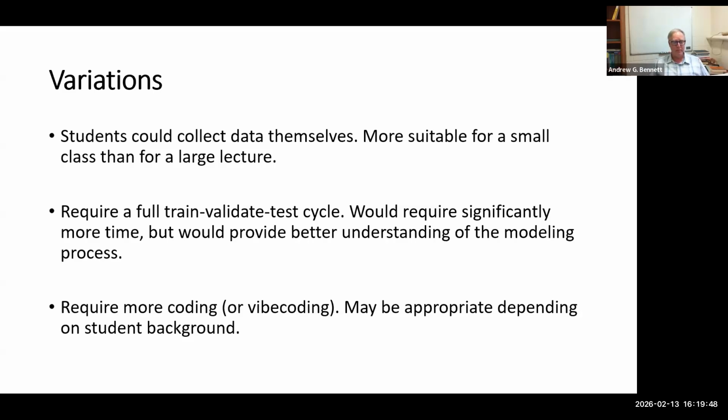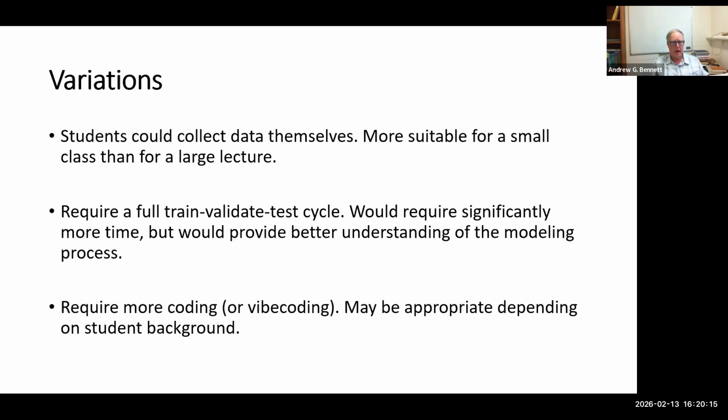If I really wanted them to better understand the modeling process, I'd do a full train, validate, test cycle and say, here are 15 runs of data: build on those 15 runs, then validate against 5 runs of data till you're sure you've got the hyperparameters right, then test on the final 5 runs of data. That's a week-long project. That's not an hour or two of extra credit worth one test question, but you certainly could do that.